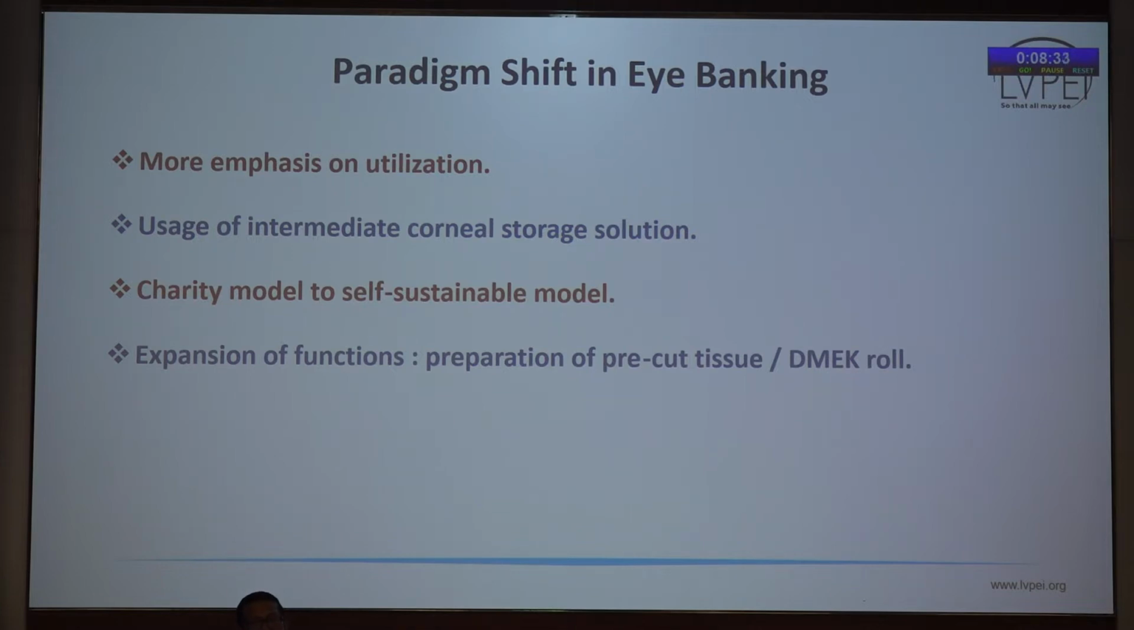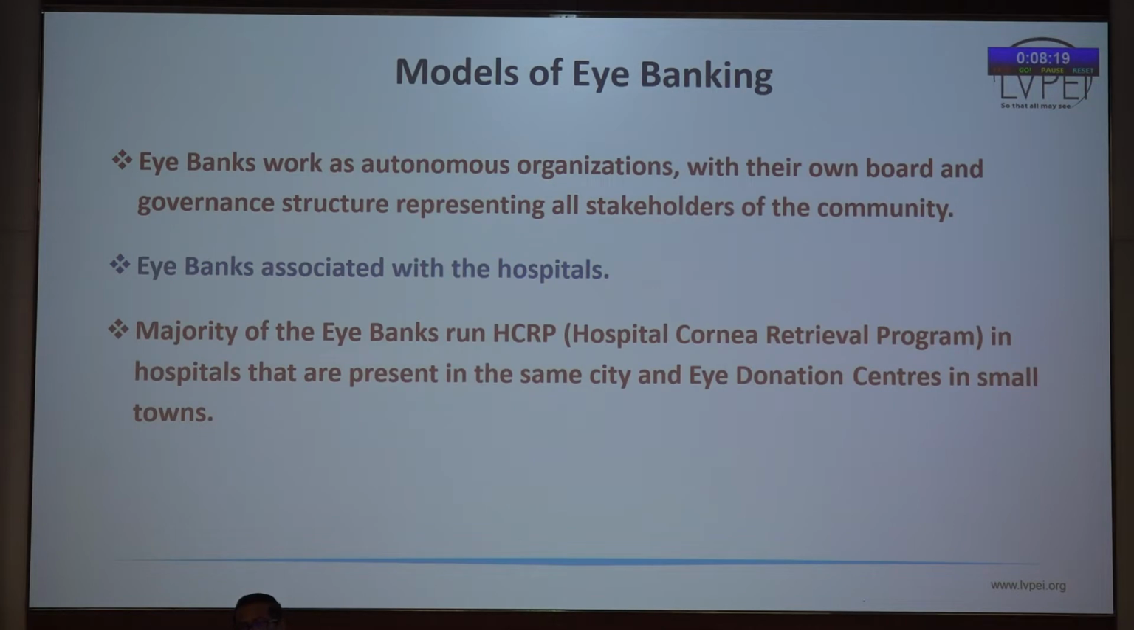And still people wonder why I charge for cornea, as it is a charity model. But for an iBank to sustain, it should be a self-sustainable model. And as I mentioned, there is expansion of functions like dissection and DMEK. So there are different models. In Western countries, it is mostly an autonomous organization. They have their own board where stakeholders are from the community. Whereas in India, it is mostly attached to a hospital. But in India there are also iBanks which are autonomous organizations.